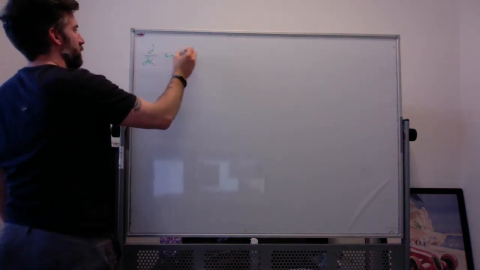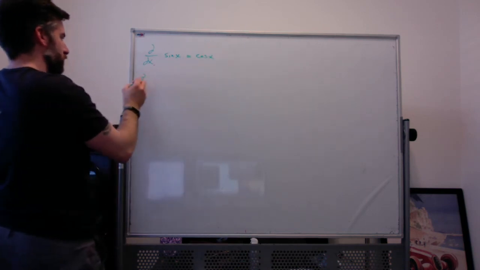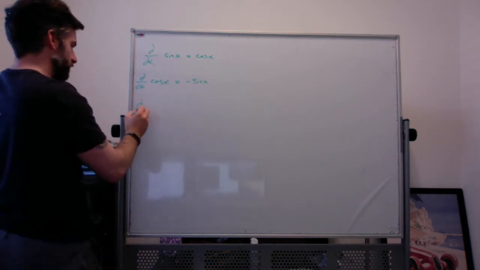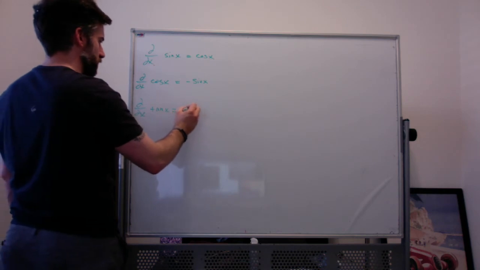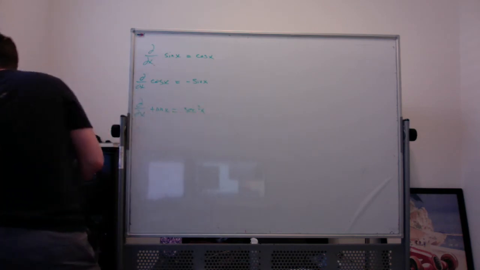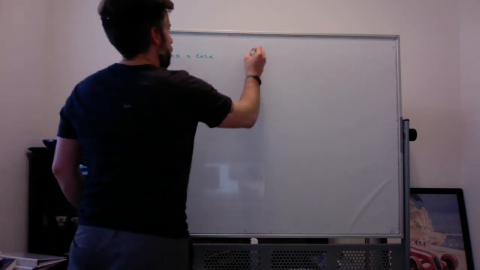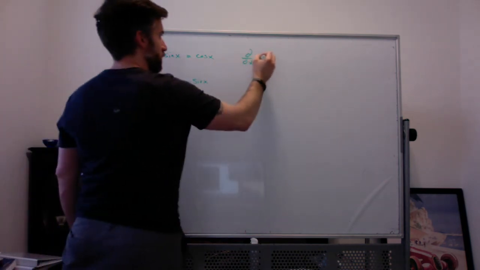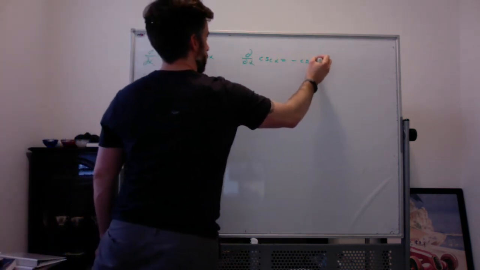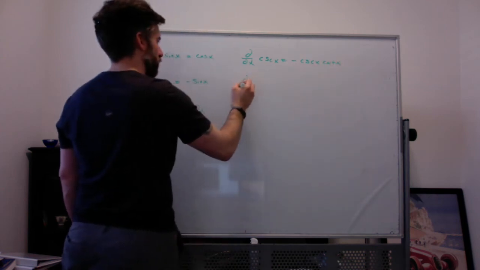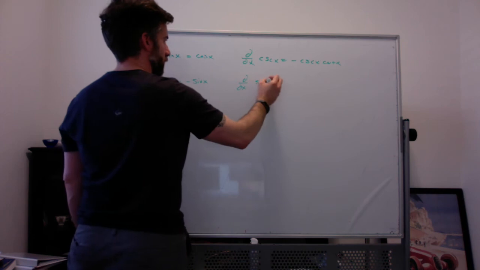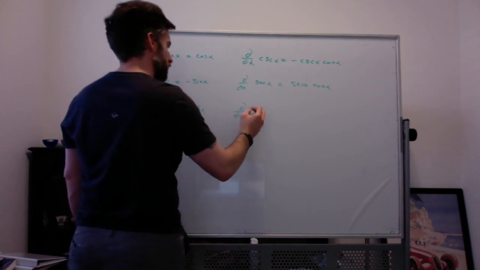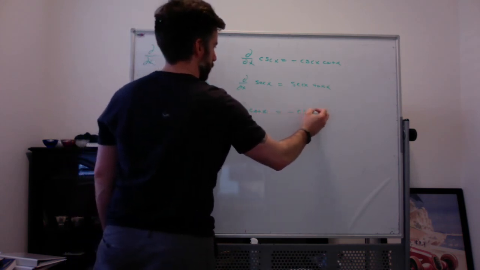Derivative of sine x is cosine x. Derivative of cosine x is negative sine x. Derivative of tangent x is secant squared x. We usually write the reciprocal functions next to each of these functions. So the reciprocal of sine is cosecant. Derivative of cosecant x is negative cosecant x cotangent x. Derivative of the reciprocal of cosine, secant of x, is secant x tangent x. And lastly, the derivative of cotangent x is negative cosecant squared x.